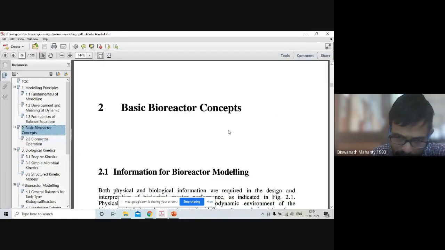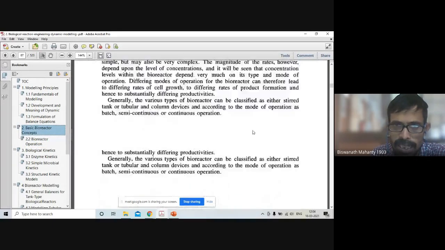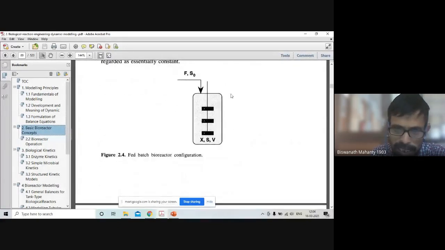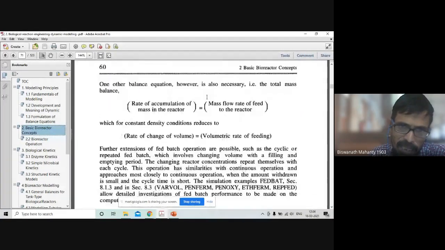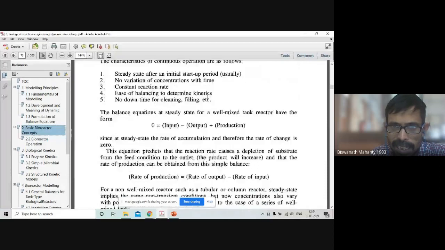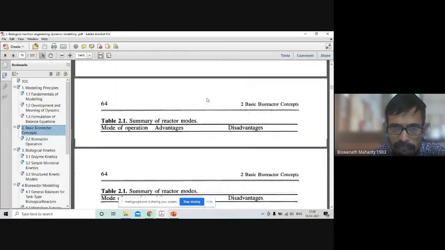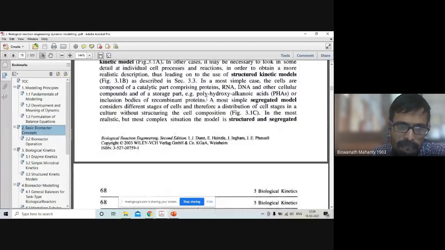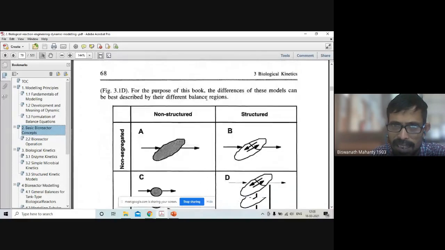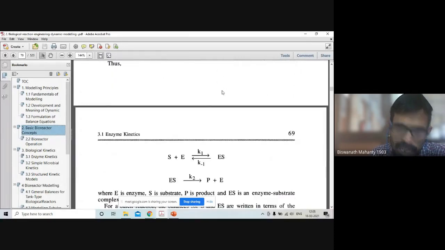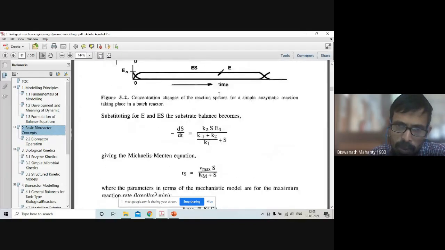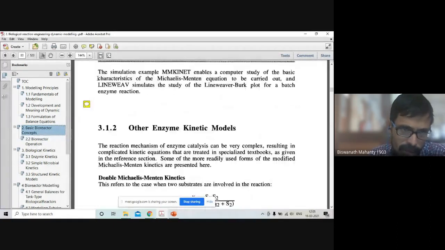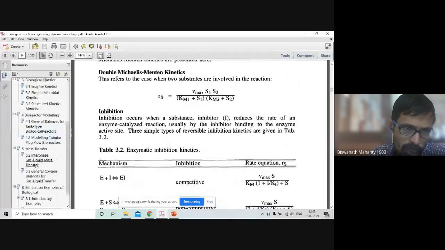Then the basic bioreactor concepts. To some extent we already discussed bioreactor models: batch, continuous, or fed batch. Of course, fed batch we have not discussed separately; I will definitely discuss it. But the continuous stirred tank reactor, CSTR, components we already discussed in the last class. This is about the reactor components. Then we'll have some biological kinetics, structured and unstructured models, and the different kinetic equations. We'll talk about them in more detail before we focus on how to formulate the models. That part we will discuss a little later.